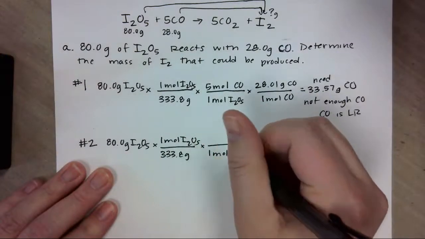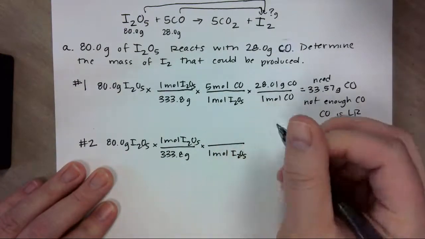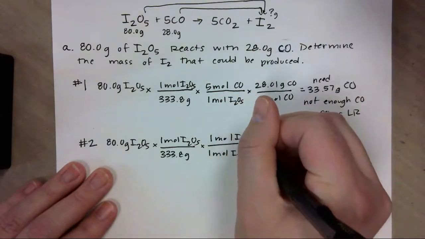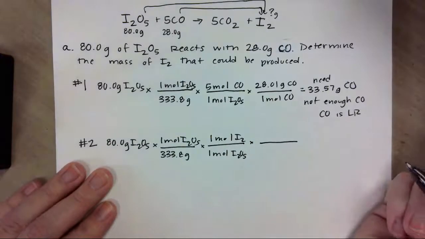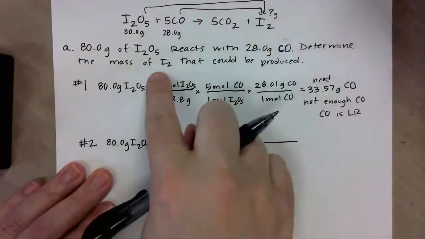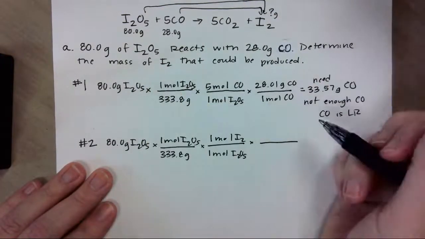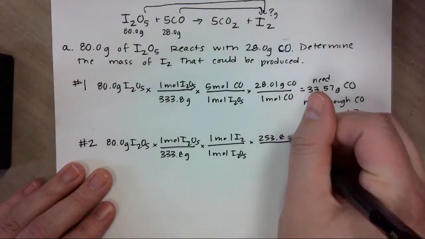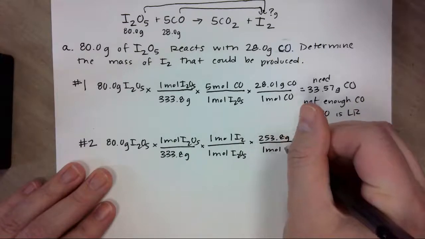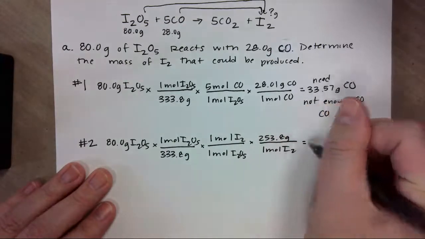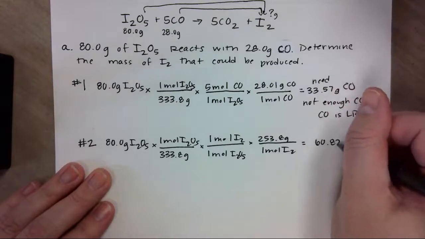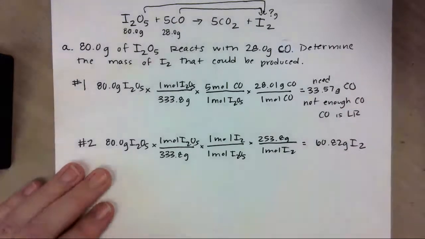I'm going to convert from moles of I2O5, but now this time it's going to be 1 mole of I2. So I'm solving for my product right away because it's asking me about that I2 in my problem. The molar mass of I2 is 253.8 grams for 1 mole of that. And when I put that into my calculator, I am going to get 60.82 grams of I2. Now, what does this tell me?